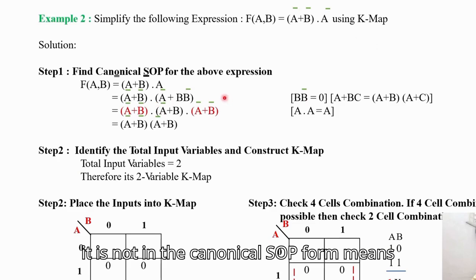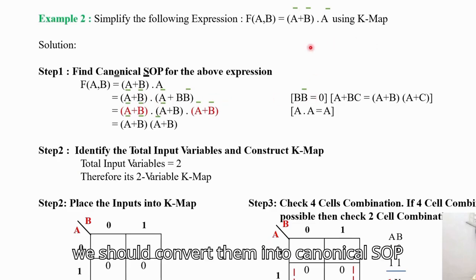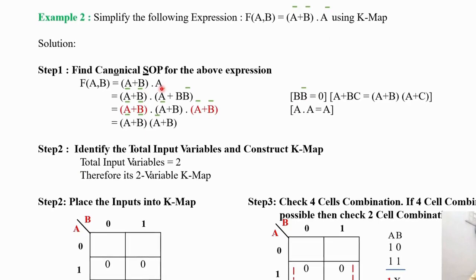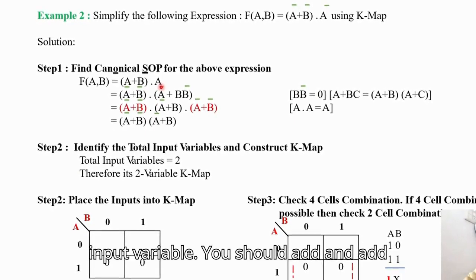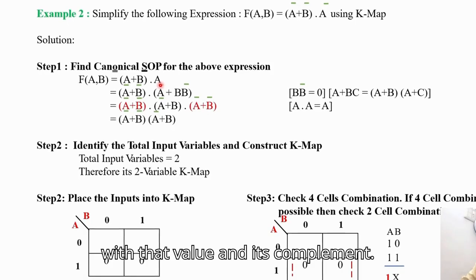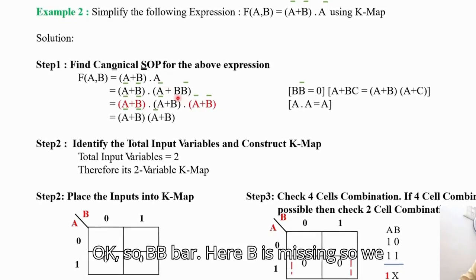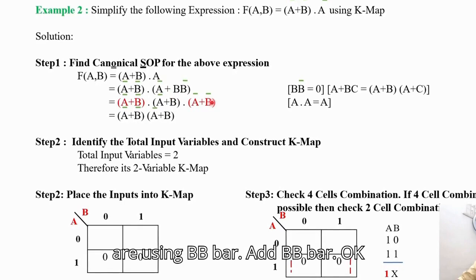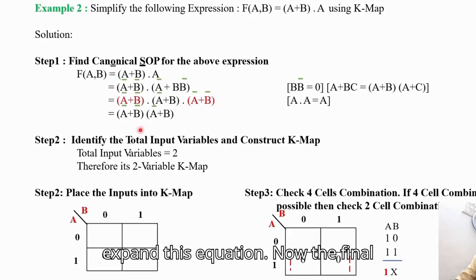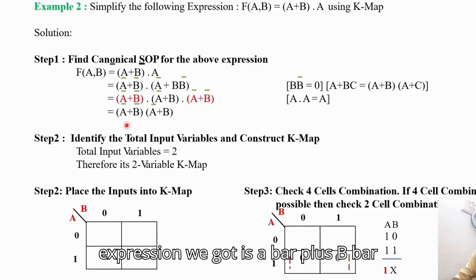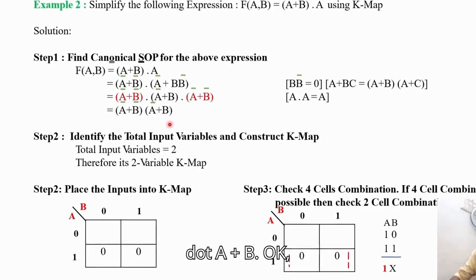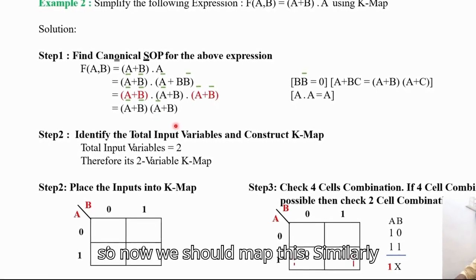Whenever the expression is not in the canonical form, we should convert it into canonical form. For the missing input variable, we should add that variable and its complement. Okay, so here B is missing, so we are using B bar. Add B bar. Okay, then apply the distributive law. Then expand this equation. Now the final expression we got is A bar plus B bar dot A plus B. Okay, so now we should map this.